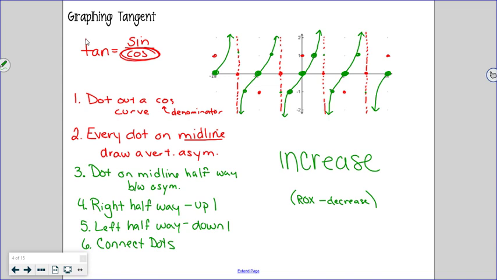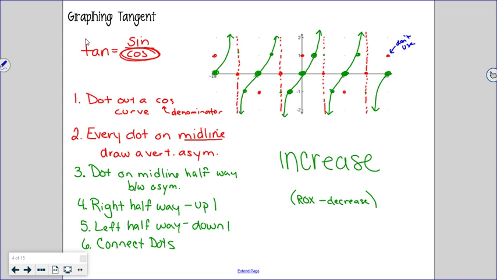The other thing that does bother some people, and I just want to make sure that we address this on the front end. Did you notice that after I dotted out the cosine curve, I never did anything with this dot that was off of my midline? Guys, they mean nothing to us after we get our asymptotes. The sole purpose of dotting out my cosine curve was to figure out where those asymptotes were. So this we don't use for anything at all. And if you want to go back and erase them, that's fine.